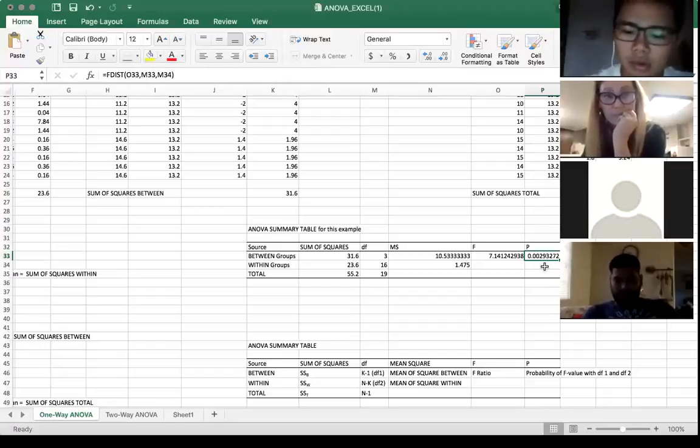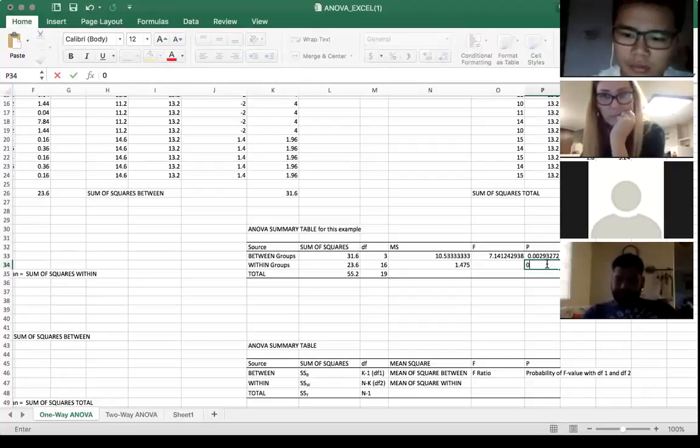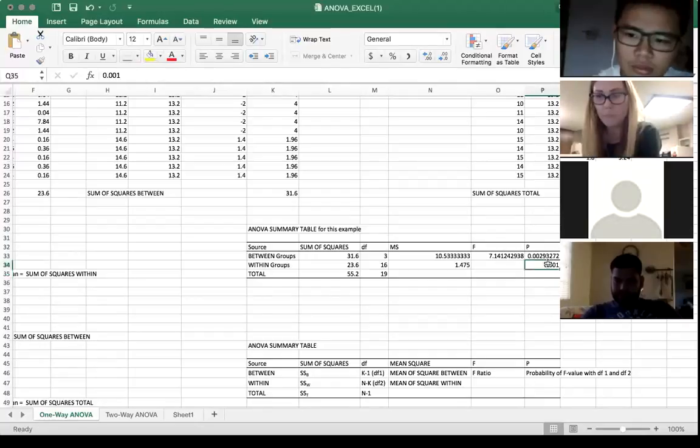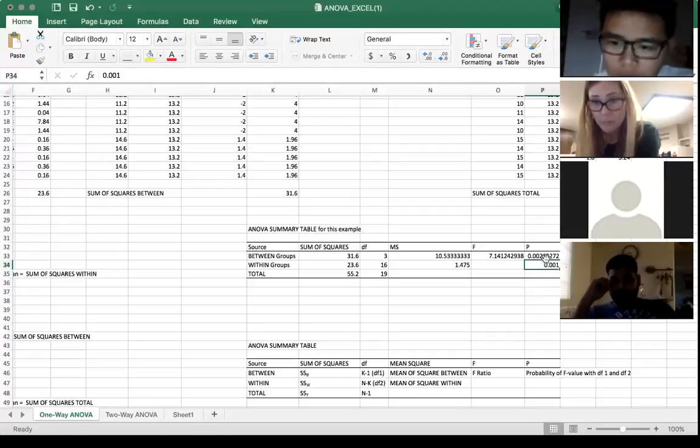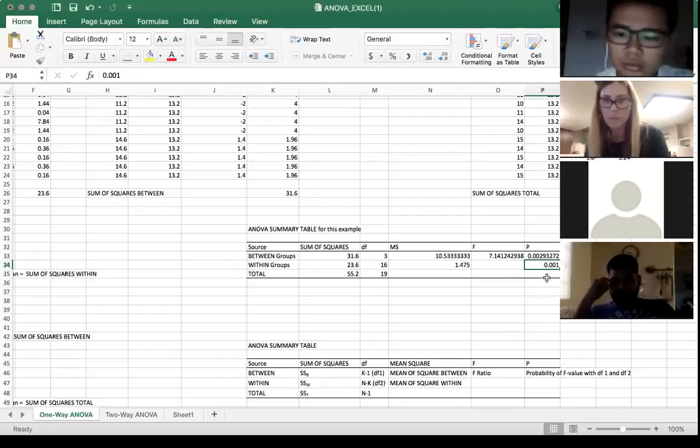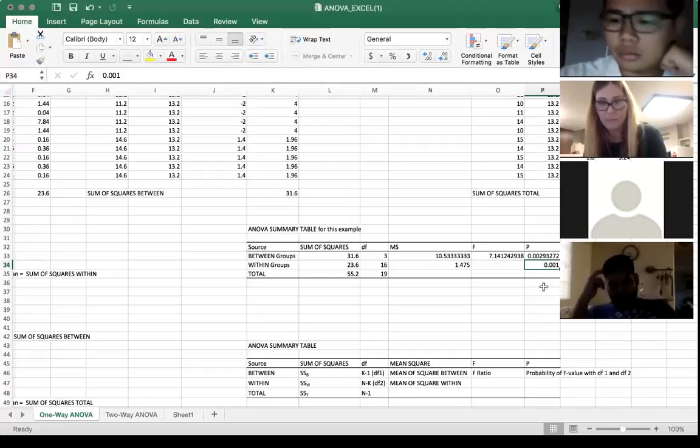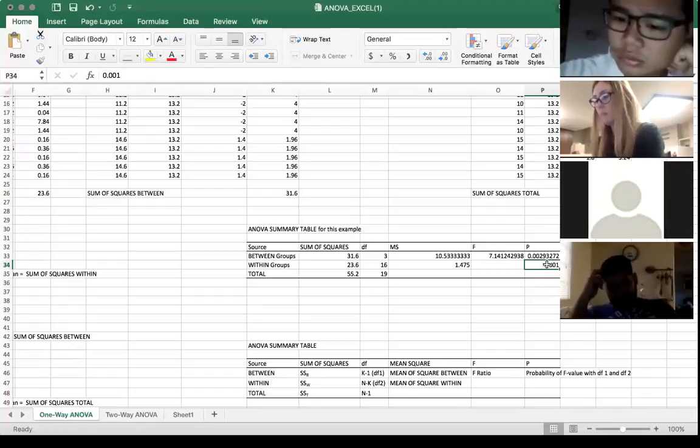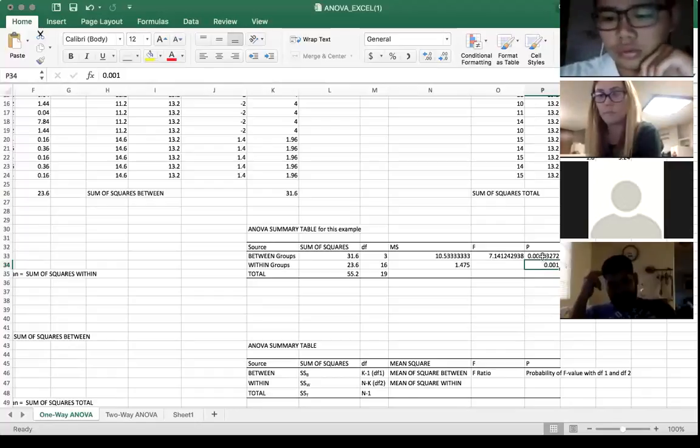Anyone want to take a guess? Then you just ask, what is bigger, 0.001 or 0.0029? 0.0029 is bigger. Right. So that is bigger, probably, than our probability threshold. So what would you conclude, Lauren?